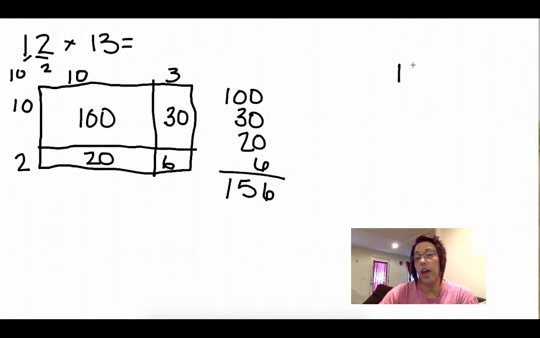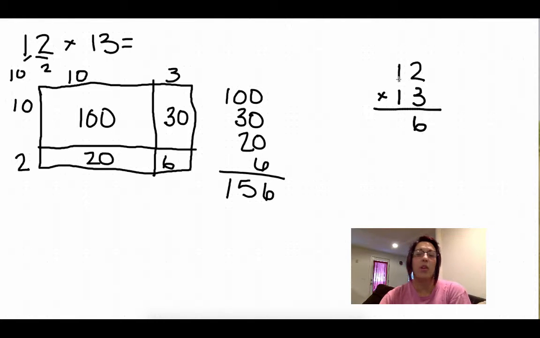Now we can go ahead and do the standard algorithm. And our answer should be the exact same. We start with our ones place. 3 times 2 is 6. 3 times 1. Now is this really a 1 or is it 10? Its value is 10. So 3 times 10, which is 30. So we put a 3 in the 10 spot.